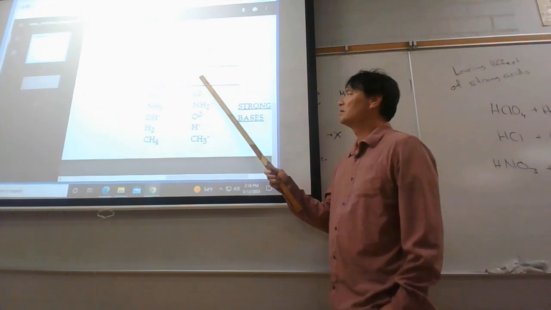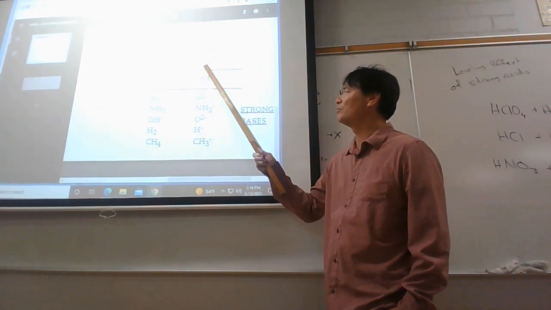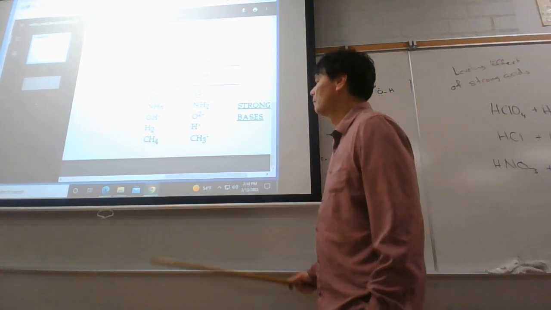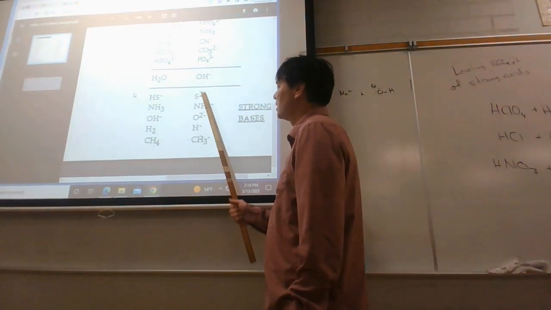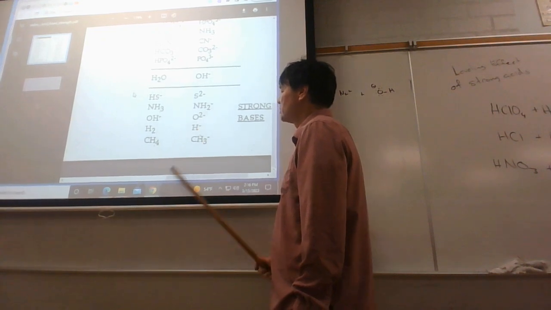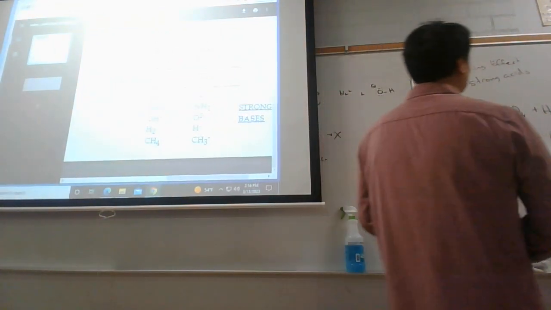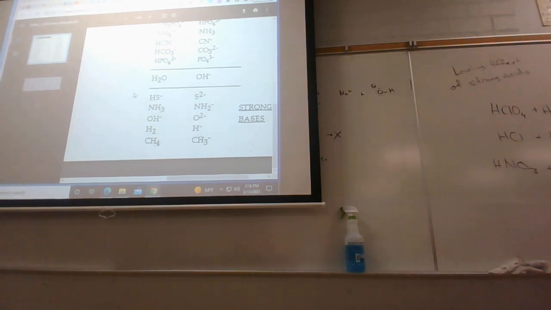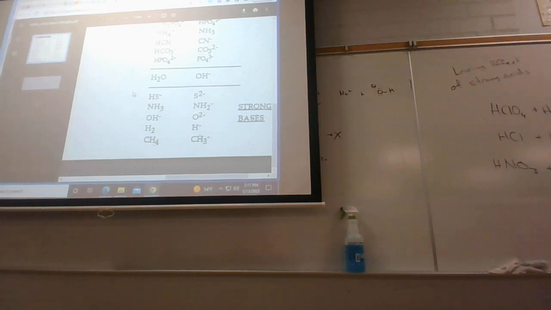We can have weaker bases, like when hydroxide attacks monohydrogen phosphate, we form phosphate. Phosphate's a weaker base. But we can't have a stronger base than hydroxide in water. And so that's called the leveling effect of strong bases. In other words, all the strong bases have the same strength in water, except for one. All strong bases have the same strength in water.